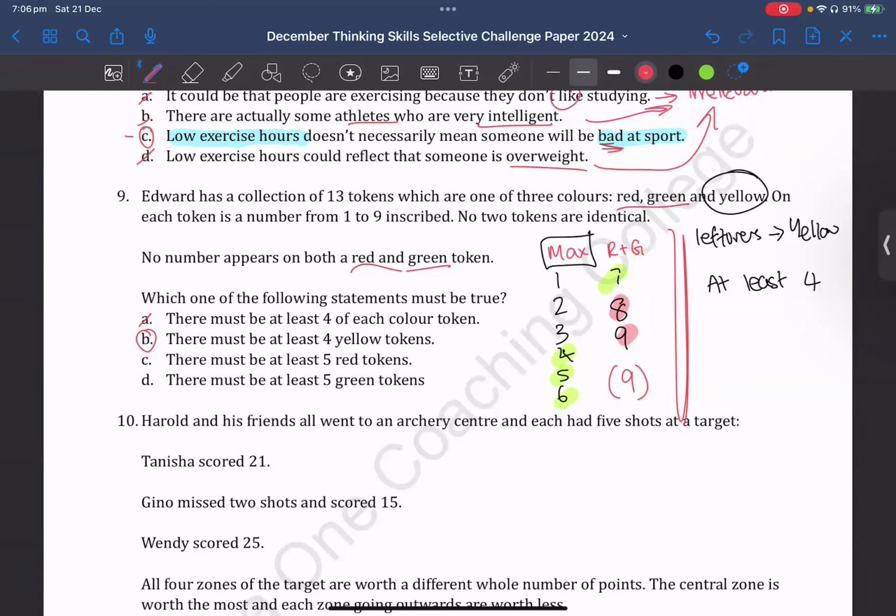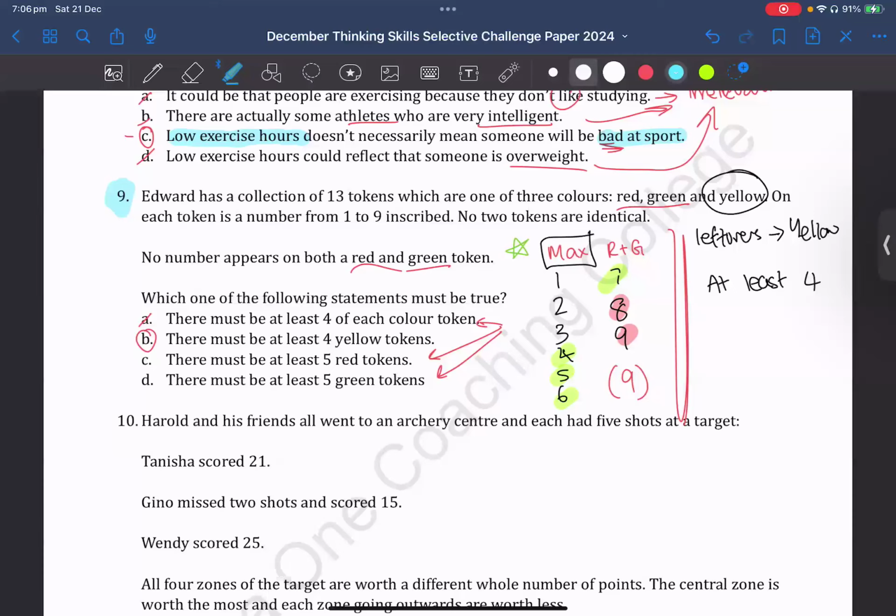This is actually correct based on the reasoning we have here. There must be at least 5 red tokens. So once again, these 3, it's very similar reasoning. It's really important that for these questions, you really understand this line of reasoning here. But I'll actually mark this out as a hard question.